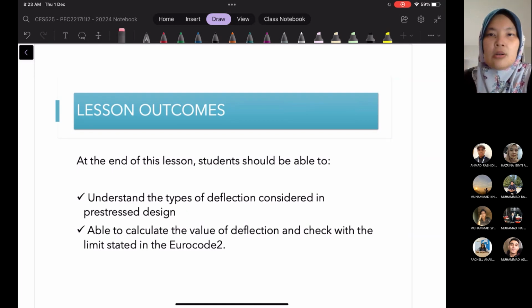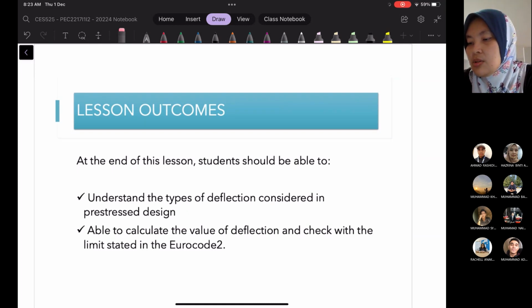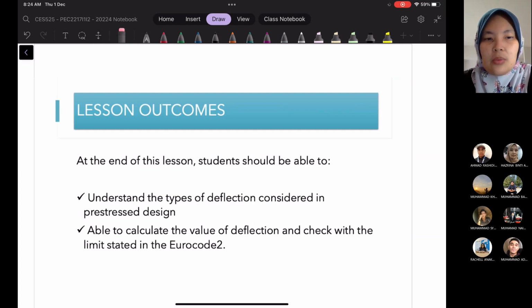So these are the lesson outcomes for today's topic. At the end of this lesson, you should be able to understand the types of deflection considered in the pre-stress design, then be able to calculate the value of deflection and check with the limit state limits stated in the Eurocode 2.